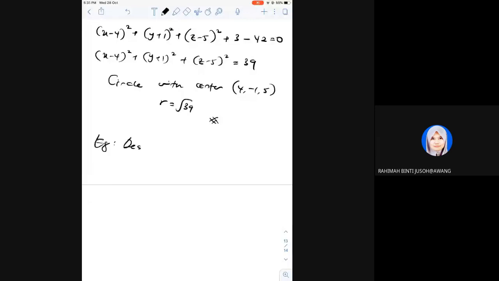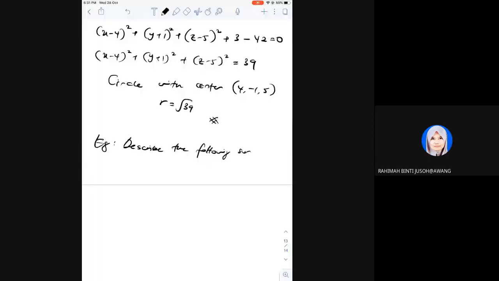Describe the following surface. Let's say we have 3x squared plus 3y squared plus 3z squared plus 3x plus 9y minus 18z plus 10 equals to 0. It doesn't fit, I'll write it below.